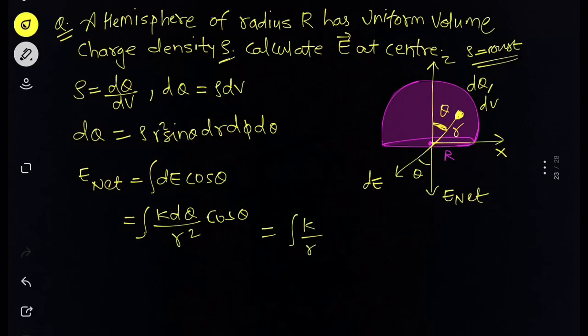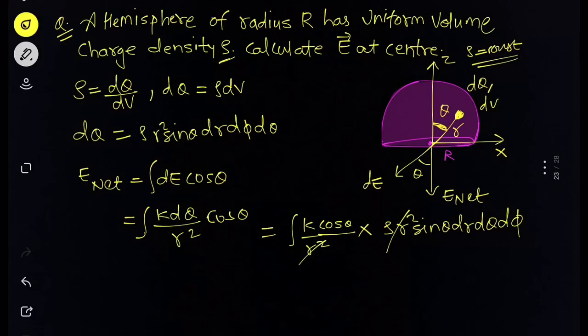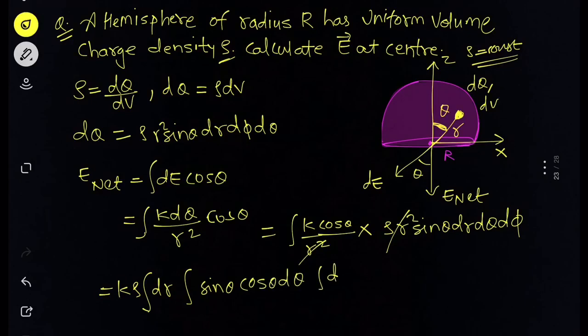What we can write here, we can write k by r square cos theta and multiply by dq. What is the value of dq? It is rho r square sin theta dr d theta d phi. So this r square and r square will get cancelled, and we'll have k rho outside, and just let me take dr here, multiply by sin theta cos theta d theta and multiply by d phi.